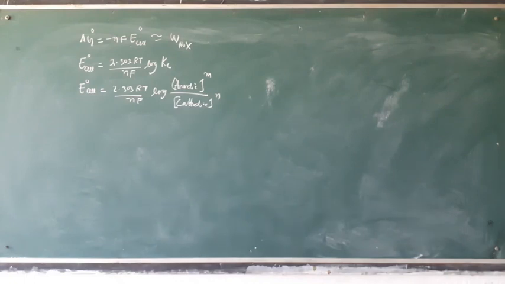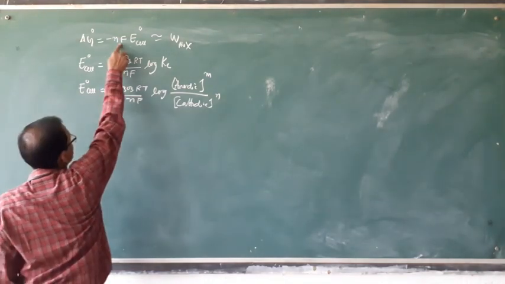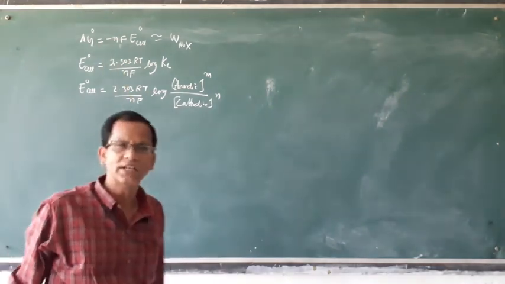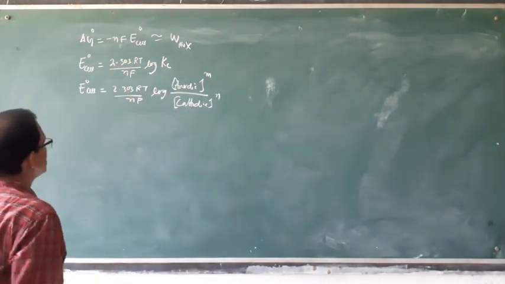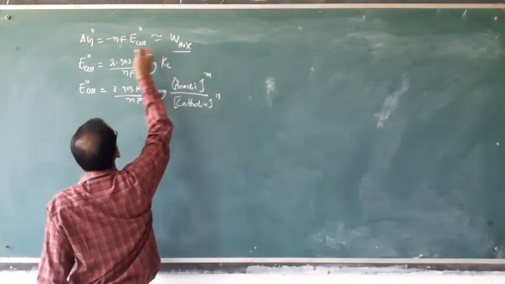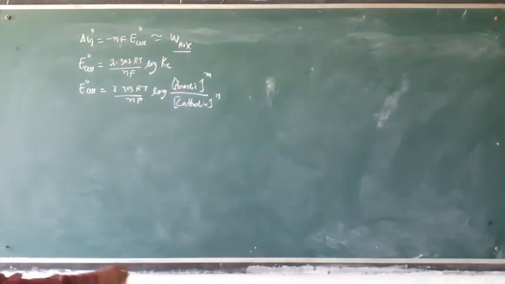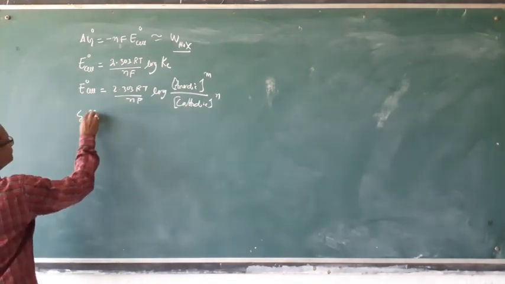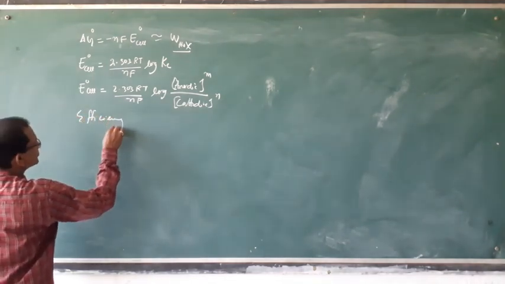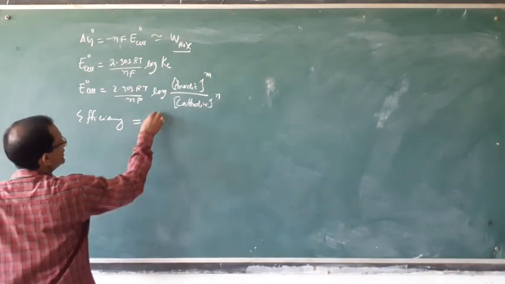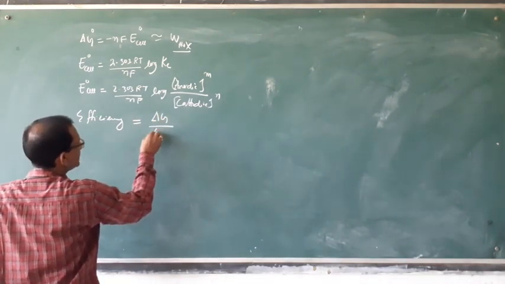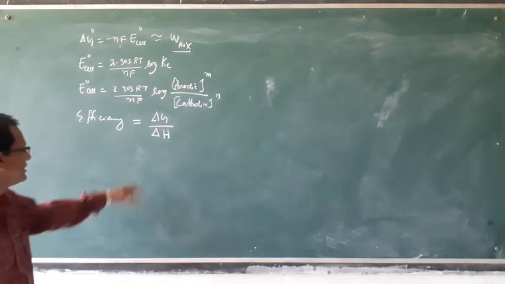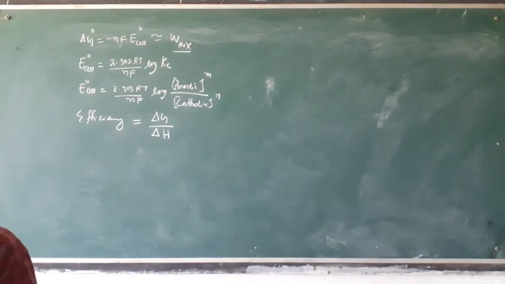n is the number of electrons lost or gained. F is the Faraday constant, that is 96,500 coulomb, and E is the electrode potential in volt. You can use this. The maximum work done formula is equal to your del G. Then efficiency is equal to del G by del H. What is del G? Free energy change. What is del H? Enthalpy change. That can be calculated.